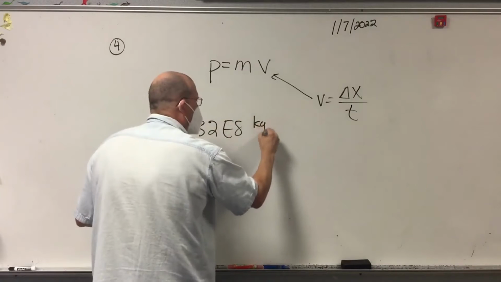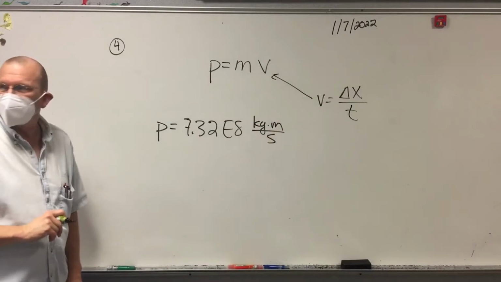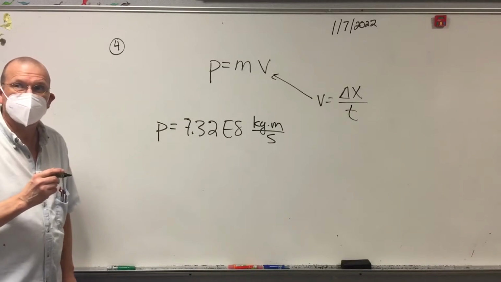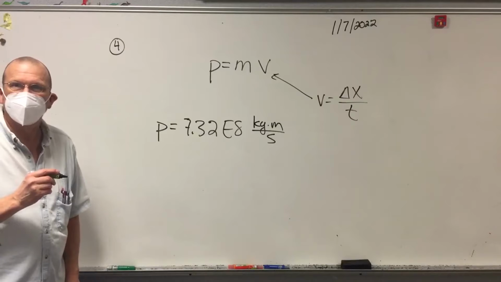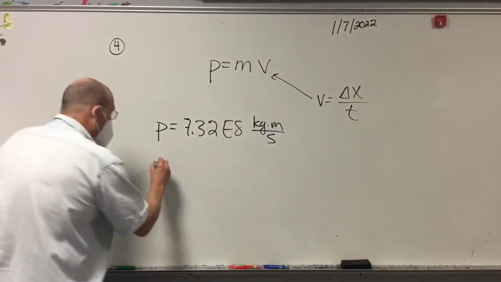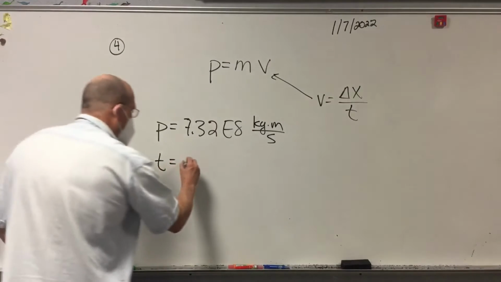7.328 kilograms times meters, so kilogram meters per second. Okay, so we're good there. What other piece of information have they given us? Time. Okay, they gave us a T. What was the T they gave us? 22.7 hours.